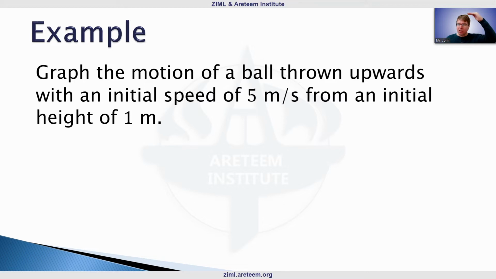Now this is vertical. So just setting the table a little bit, let me talk of this here, not in terms of x, but y initial. So the y initial is 1 meter. We have the initial velocity in the y direction given to us as 5 meters per second.